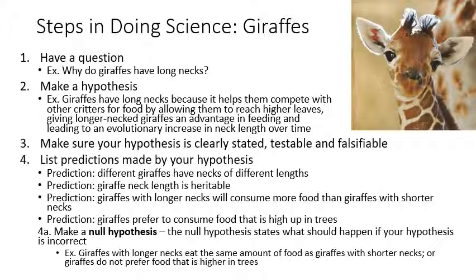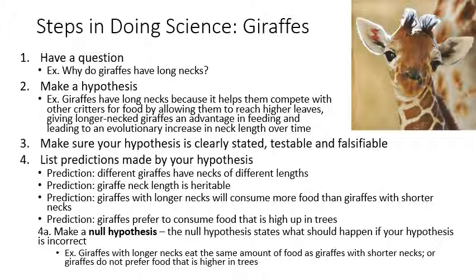So for instance, you might predict that different giraffes will have different neck lengths. So neck length is variable. You might predict that giraffe neck length is heritable, so when a long-necked giraffe has children, they pass on that long neck to their children. And you might predict that giraffes that have the longer neck will eat more food than giraffes that have a shorter neck. And you might predict that giraffes will prefer to eat food that's higher up in the trees rather than lower in the trees.